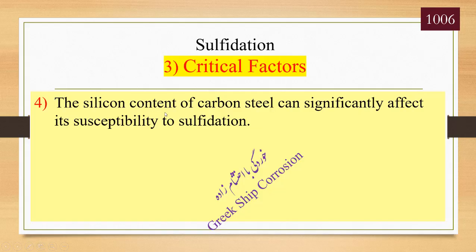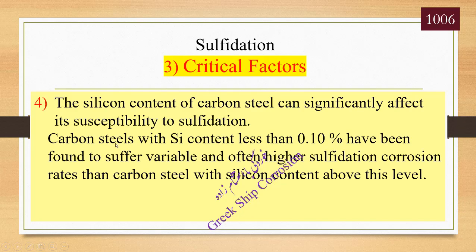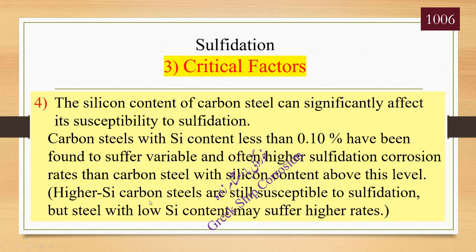4. The silicon content of carbon steel can significantly affect its susceptibility to sulfidation. Carbon steels with silicon content less than 0.1% have been found to suffer variable and often higher sulfidation corrosion rates than carbon steel with silicon content above this level. Higher silicon carbon steels are still susceptible to sulfidation, but steel with low silicon content may suffer higher rates.